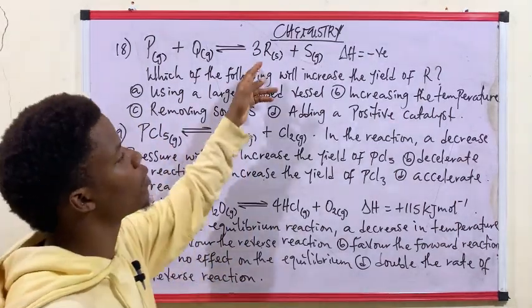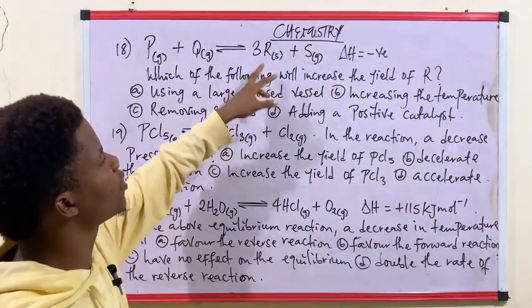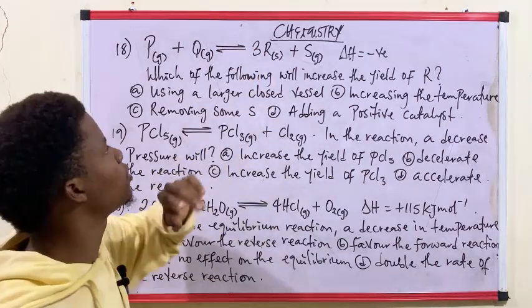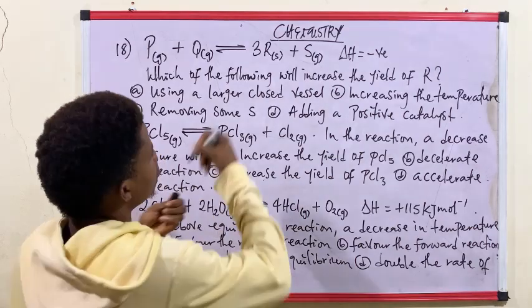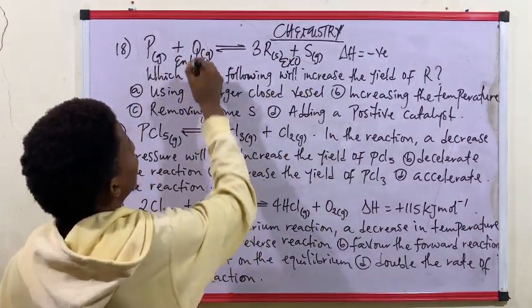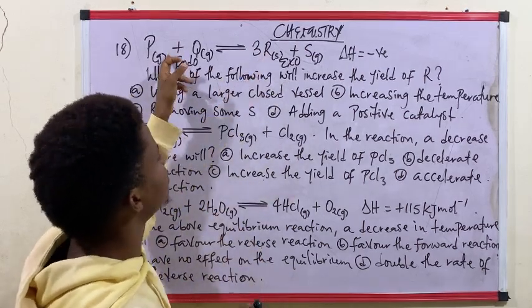So how do we increase the yield of R? Now let's use brain work for this, even without looking at the options. How do we increase the yield of R? We either remove it as it is formed, or we add to this side. Then since we are seeing negative, so this direction is what? Exo, and this direction is what? Endo. So that simply means we are going to either remove it or add here.